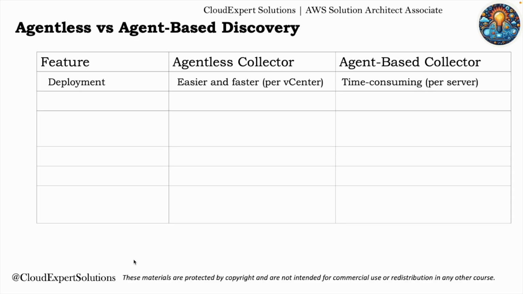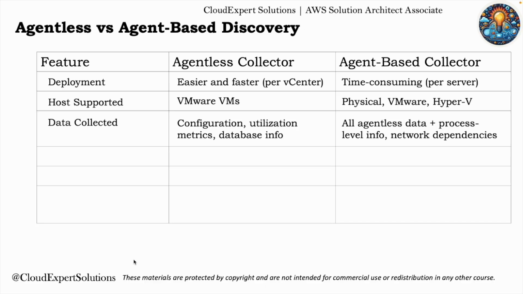To start with, deployment. As the agentless collector does not require you to install anything, it is easier and faster, and you need it per vCenter environment. However, when it comes to the agent-based collector, you need to install the discovery agent on every node. That is why it is time consuming. For host support, the agentless collector is ideal for VMware virtual machines. However, the agent-based collector is a must for physical servers, and you can use it for VMware, Hyper-V, or any type of node.